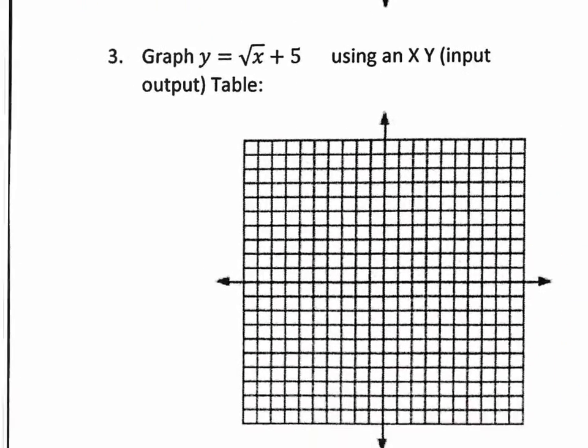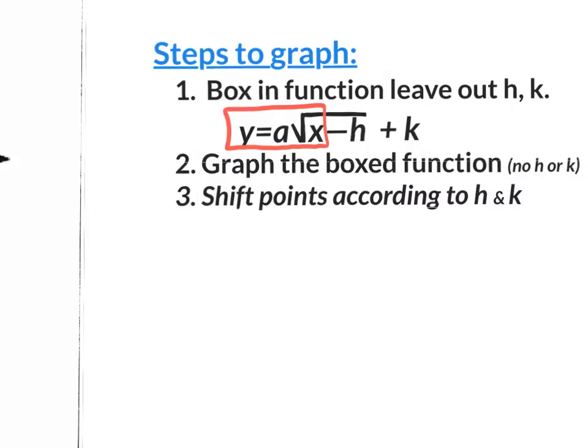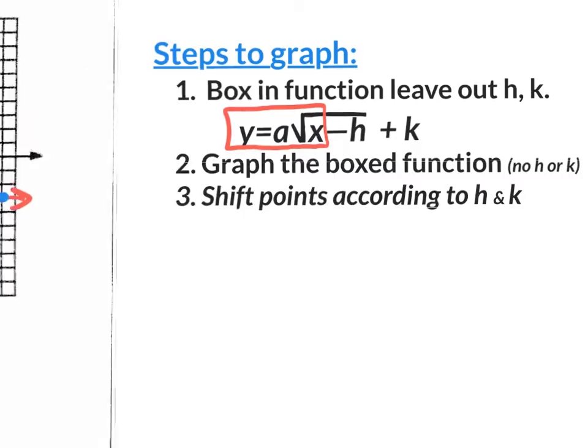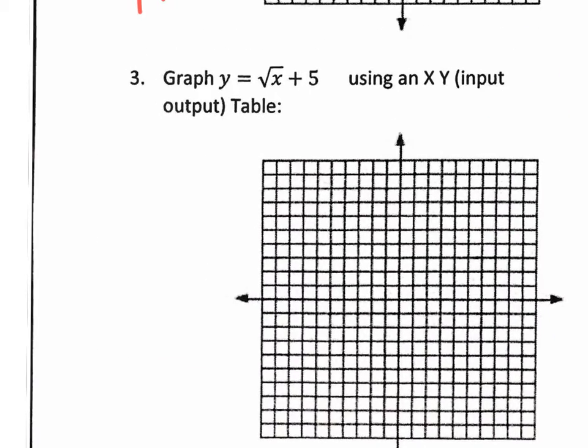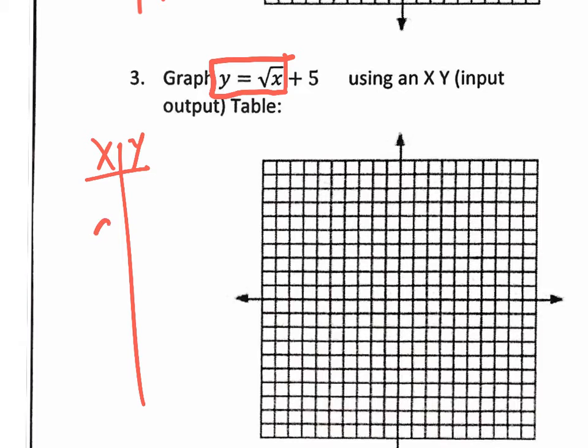All right, so what does step 1 say over here? Box in the function. Leave out h and k. So let's box it in. Here we go. Let's go for the input-output table. Give me some coordinates, guys. What do I plug in? Plug in 0. What do I get out? Square root of 0 is 0.